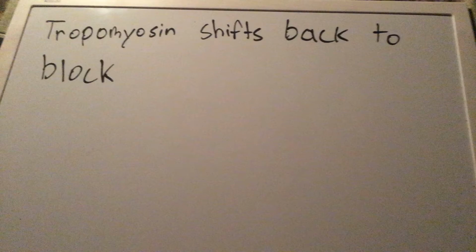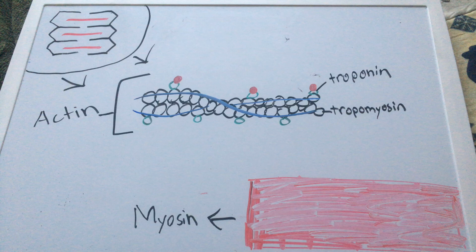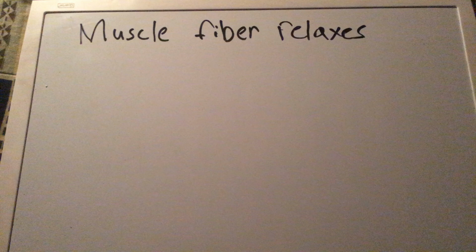Troponin reattaches to the actin. Tropomyosin shifts back to its original position to block the binding sites that the myosin heads attach to. The muscle fiber now relaxes.